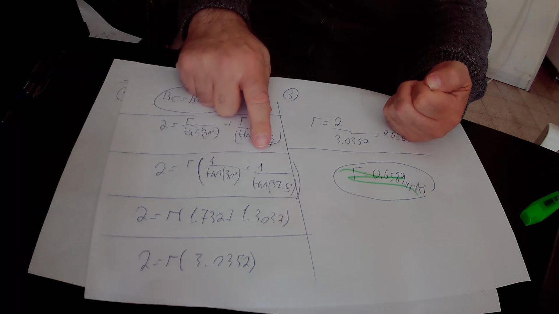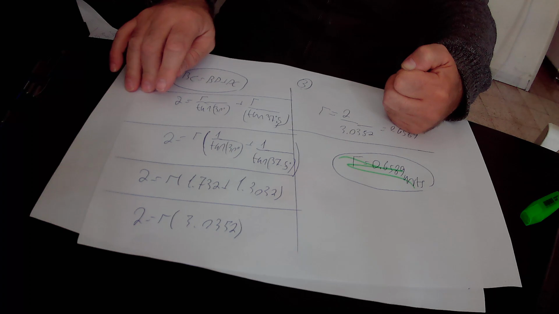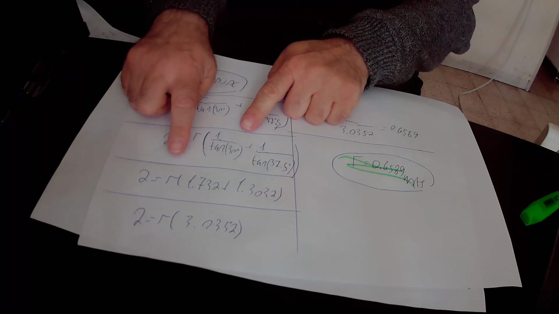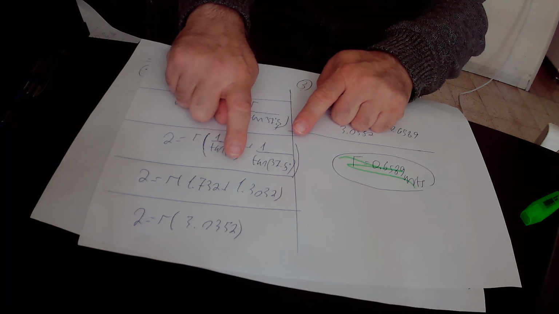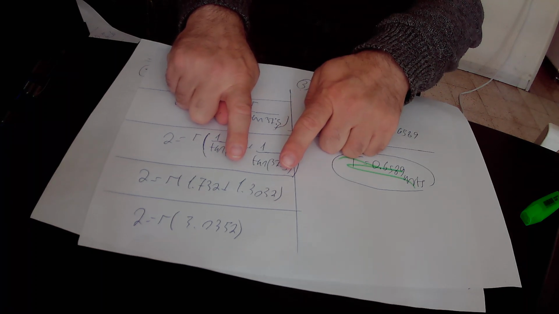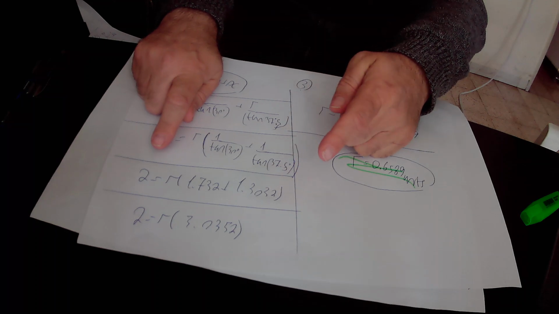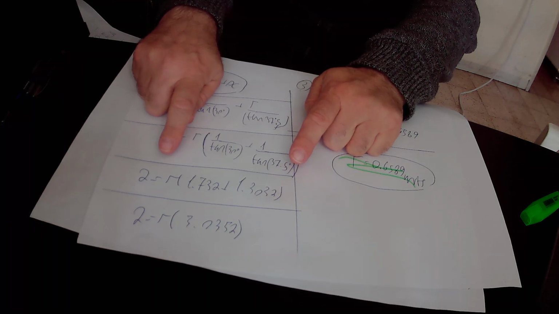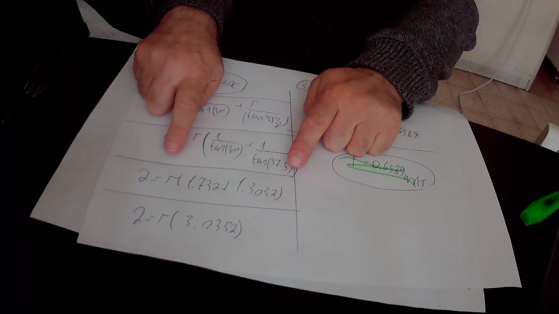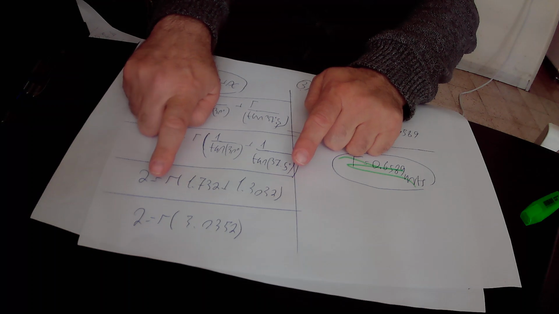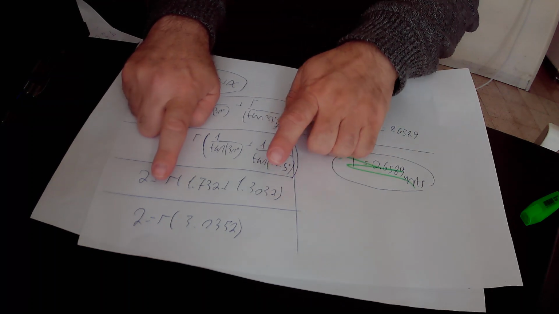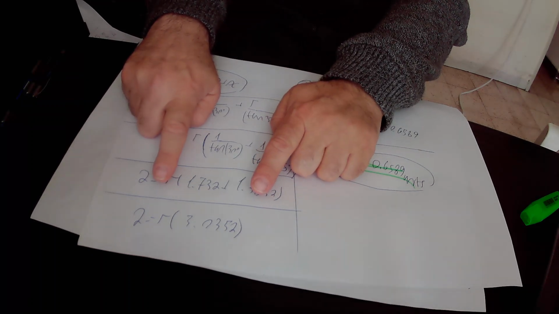So 2 equals R, and 1 over tan 30 degrees is 1.732, and 1 over tan 37.5 degrees is 1.3032. So in conclusion, we found out that 2 equals R times 1.732 plus 1.3032. That is actually equal to 3.0352. So 2 equals R times 3.0352.